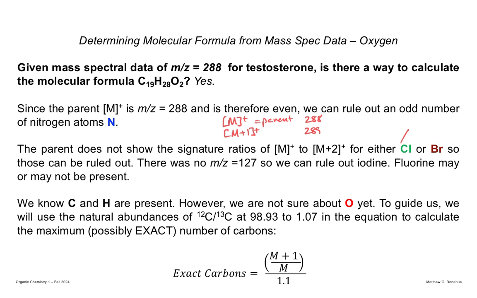Does anyone remember what the M to M plus 2 ratio for chlorine would be? 3:1. And then bromine would be 1:1. So that's a visual thing, just looking at either the heights or comparing the actual abundance numbers.